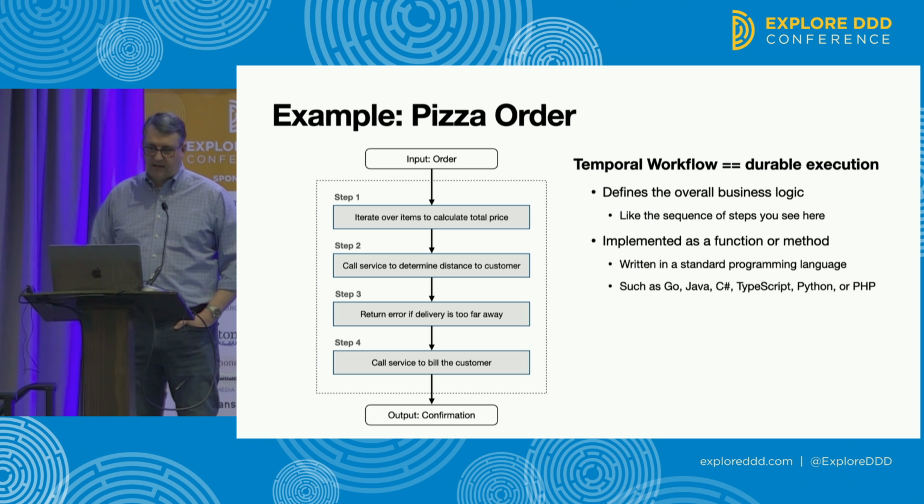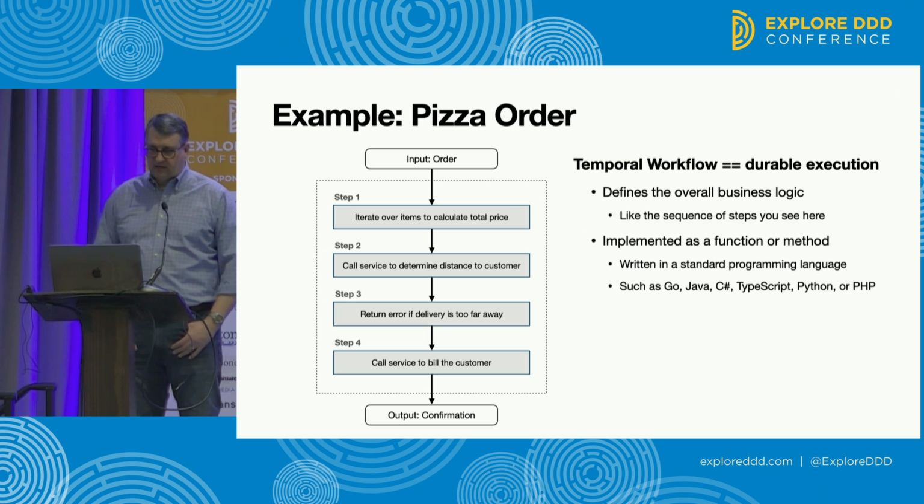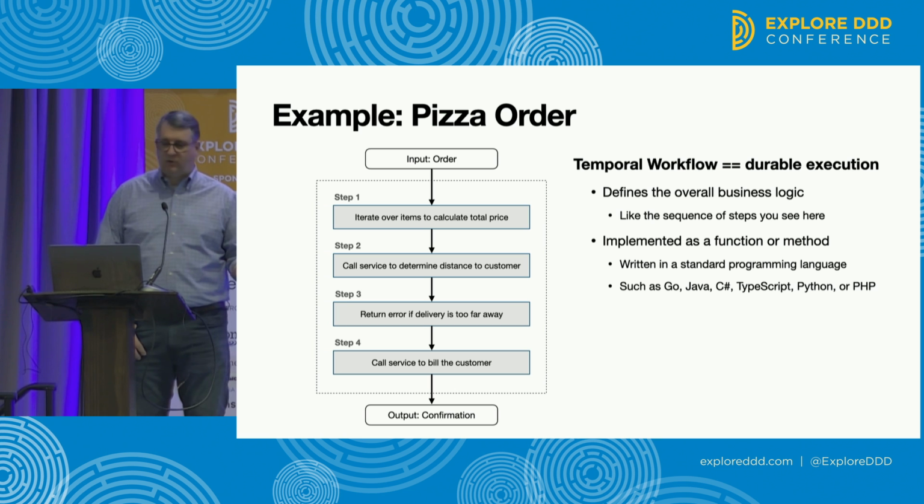The next thing, if that distance is too far away, maybe I say I only deliver within 25 kilometers. So if they're too far away, I'll return an error and we'll exit this process. But if they're not, if they're within the range, or if it's a pickup order and I don't have to deliver it at all, then I'll cook the pizza, and then I'll call a service to bill the customer. So those are the 4 steps that we have.